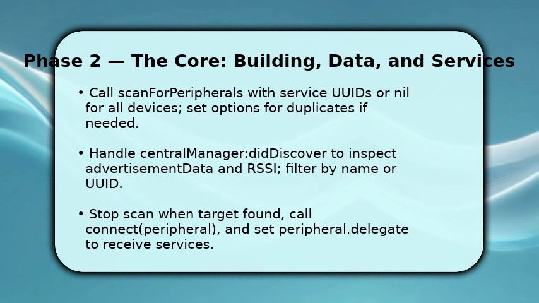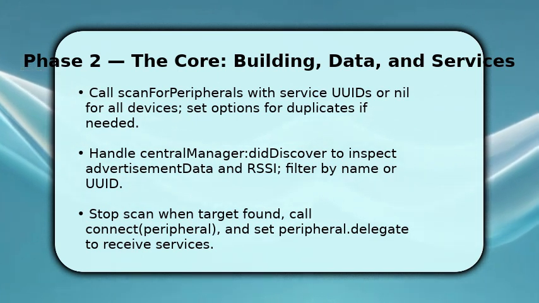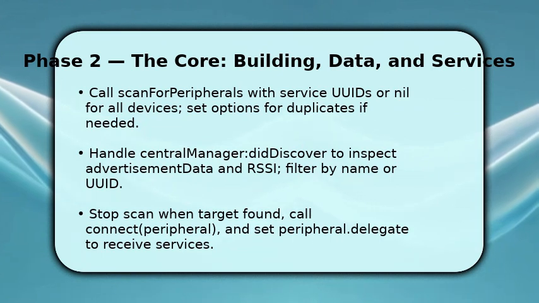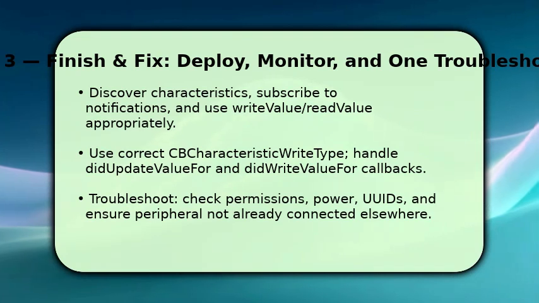After connect succeeds, discover services with peripheral.discoverServices, because you need characteristic handles to read and write. You finish by discovering characteristics and exchanging data.